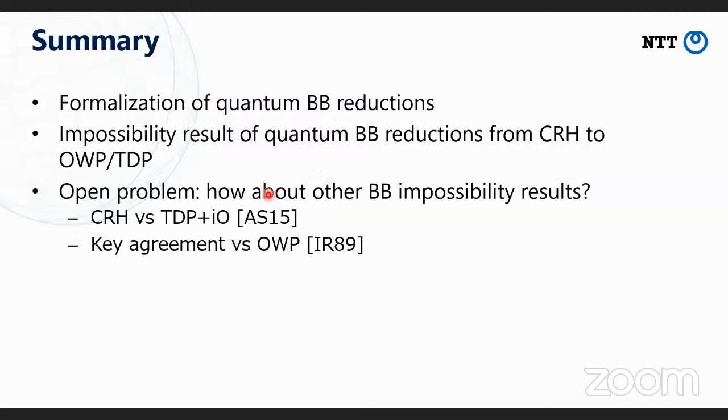And here, finally, let me introduce some open problems. I think it would be interesting to consider other black box impossibility results in the quantum classical setting. For example, in the classical setting, there are impossibility results of reductions from collision resistant hash to trapdoor permutation plus indistinguishability obfuscation, or from key agreement protocol to one-way permutation. So I think it would be interesting to study these results in the quantum setting.